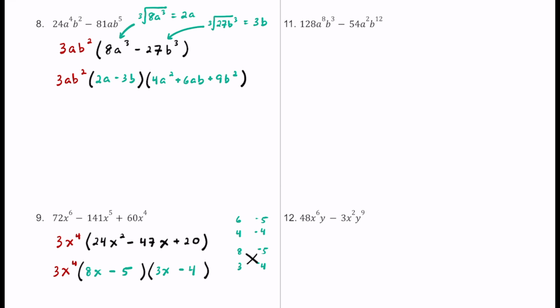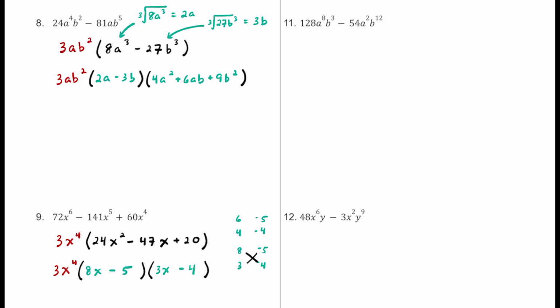For number 11, we have 128a to the 8th power b to the 3rd power minus 54a to the 2nd power b to the 12th power. So this might be a candidate for difference of squares or difference of cubes, just because I see the minus, but maybe we have to factor out a GCF to see anything for real. I'm thinking I could take out 2 from both, but then 54 becomes 27, so I can't take out any more even numbers. I don't think any odd numbers go into 128 that I can think of off the top of my head. So let's start with 2 and then do some more stuff if we have to.